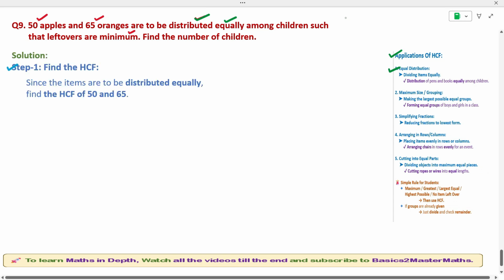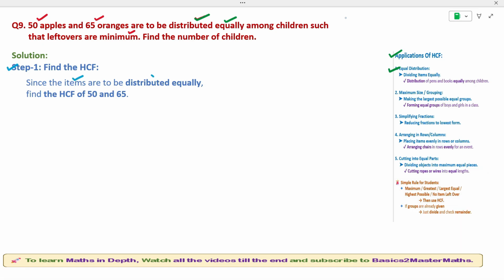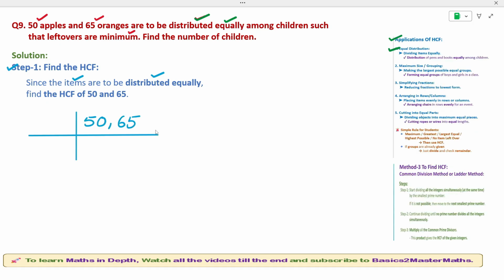Step 1. Find the HCF. Since the items are to be distributed equally, we need to find the HCF of 50 and 65. Let us find the HCF of 50 and 65 using short division method or common division method. Start dividing 50 and 65 by the smallest prime 2.